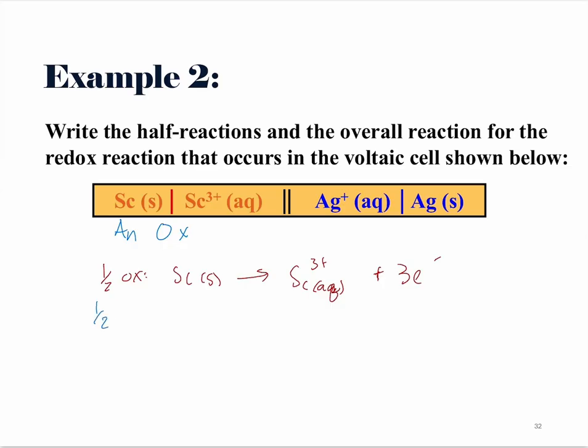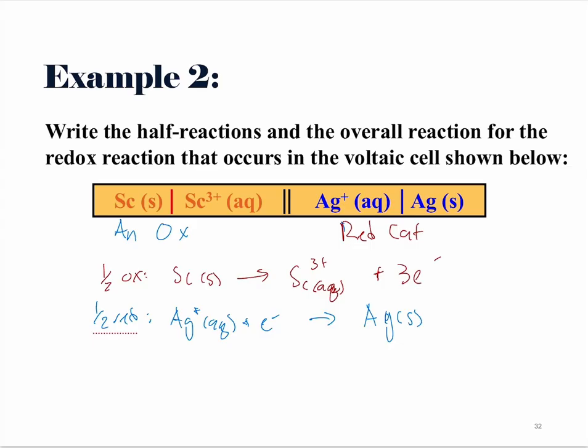And what about the reduction? We have Ag on the right side, which tells us that's where the reduction happens because that's the cathode side. And our reduction reaction is what? Silver 1+ plus an electron goes to silver solid. So that means that in this system, silver would be being plated on the cathode.